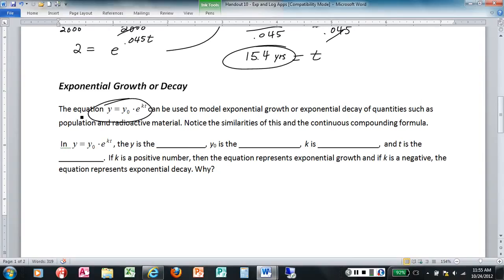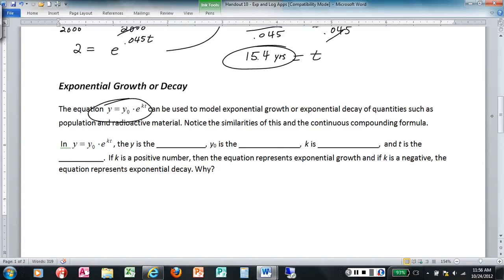As it states there, these sometimes are used for population growth. A lot of times population growth, I should say, is exponential in form. Also, radioactive substances, they decay exponentially. And so, yeah, we can use exponential functions to model those scenarios, and we'll look at both of those here.